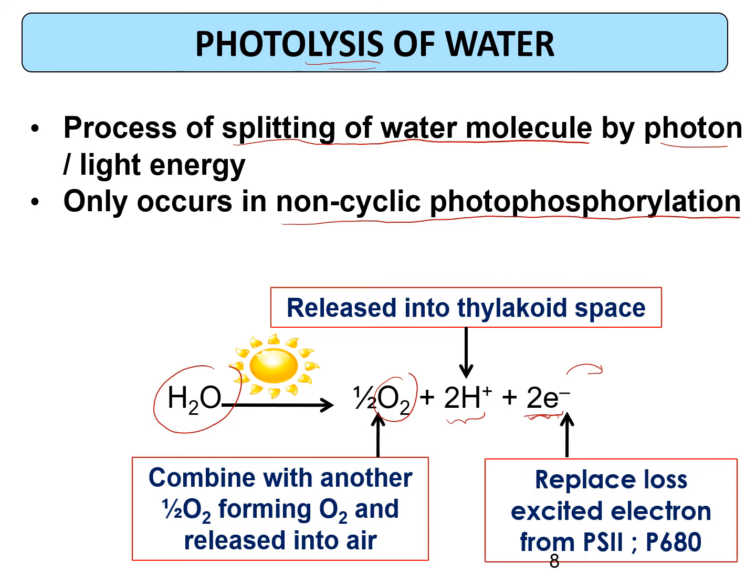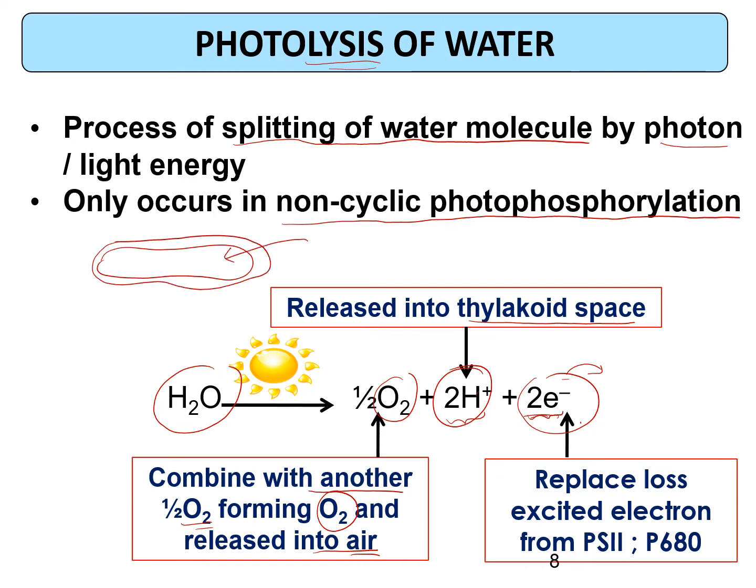Oxygen combined with another oxygen forms oxygen gas, which will then be released into the air. While the proton will be released into the thylakoid space. Remember, thylakoid, the membrane, and then this is the lumen. So this is the space.